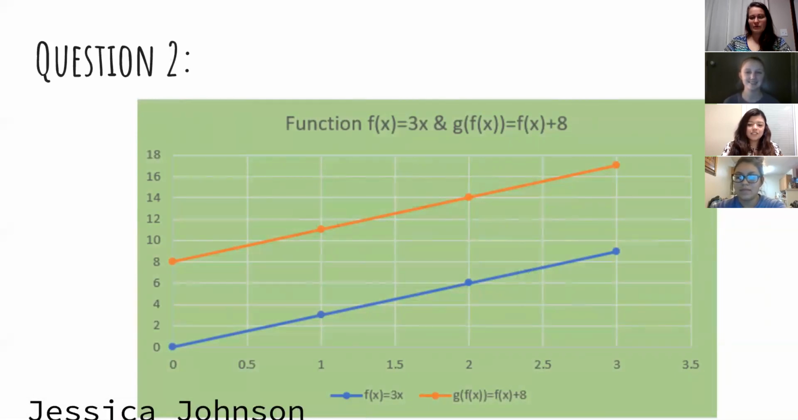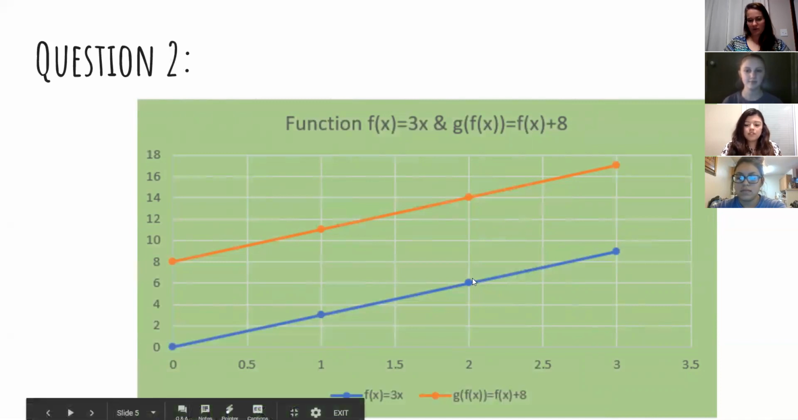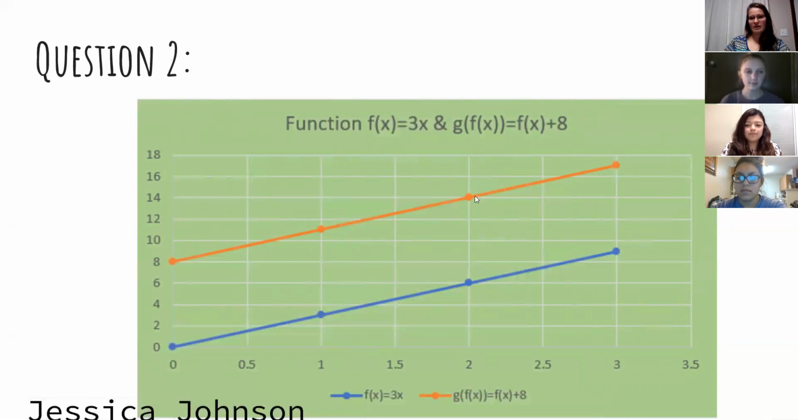Since the function has to follow the rule of multiplying by 3 and then adding 8 from a given domain, when these variables follow the rules, we get the function f of x equals 3x, and the output or range would be 0, 3, 6, or 9. Then the functions need to follow the second rule of adding 8. The range would be 8, 11, 14, and 17. When f of x of 3x is at, say, number 2, then g, which is the orange line, g of f of x equals f of x plus 8 would be 14.